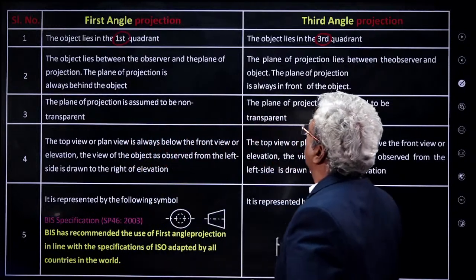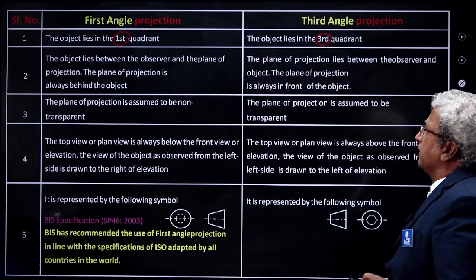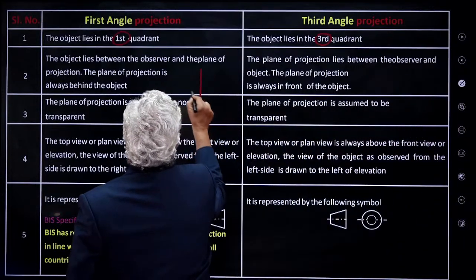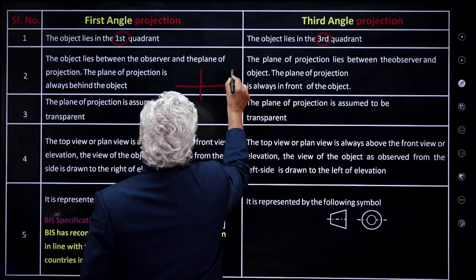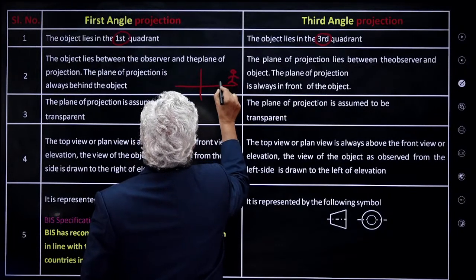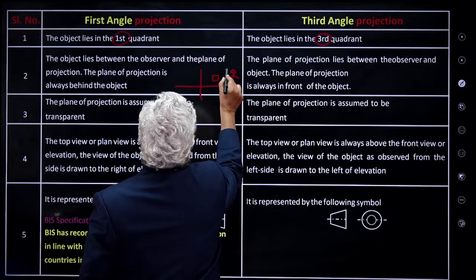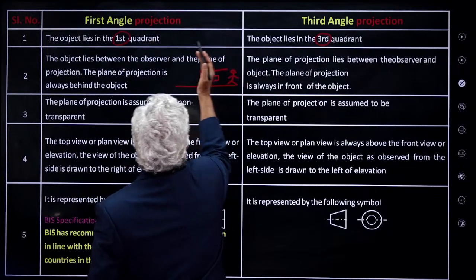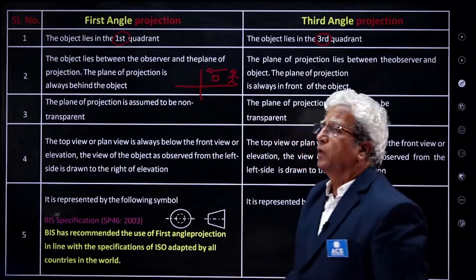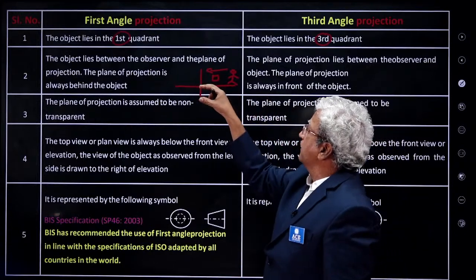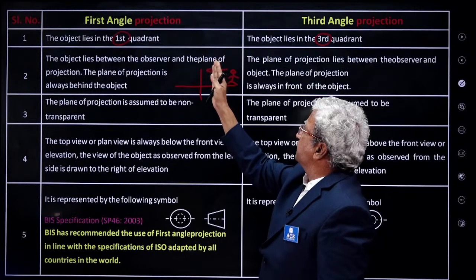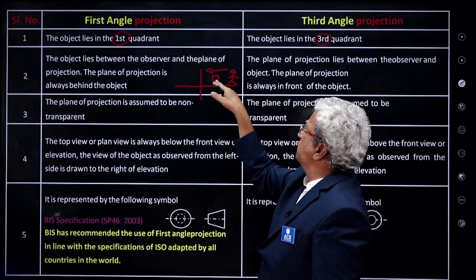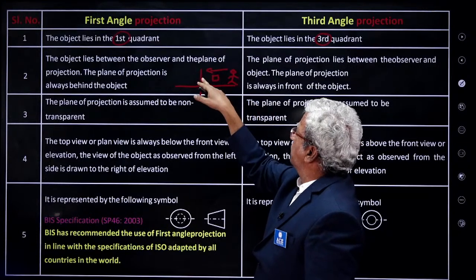The object lies between the observer and the plane of projection, and the plane of projection is always behind the object. When you are drawing the first angle projection, the observer will be staying here, observing the object and seeing like this. So the object is in between the observer and the picture plane. The picture plane is here, observer is here, object is here.